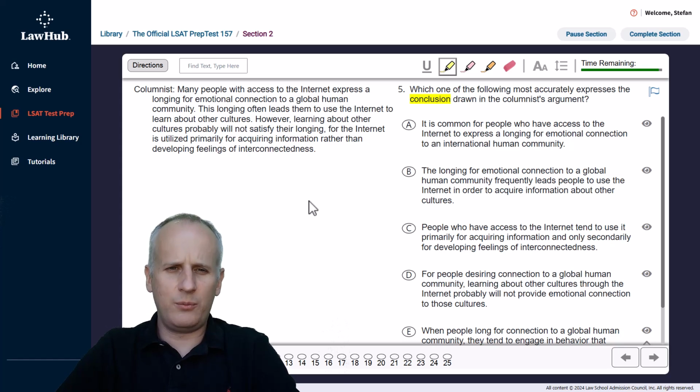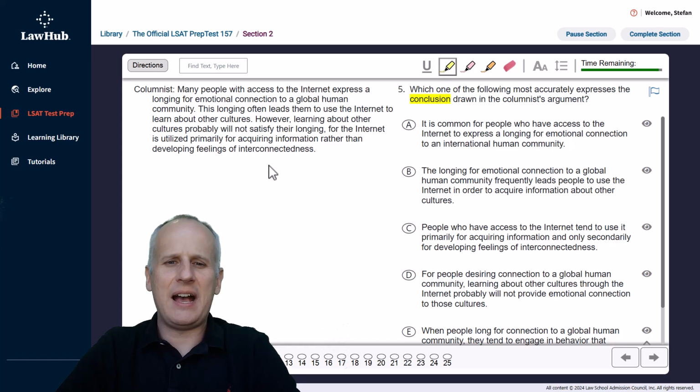Next, we've got this longing often leads them to use the internet to learn about other cultures. Well, be careful because this often, folks certainly do mistake that as a qualifier, but it's just saying that this longing very frequently leads them to use the internet to learn about other cultures. So that again is just a statement of fact. It is not a subjective opinion. So that too is not our conclusion.